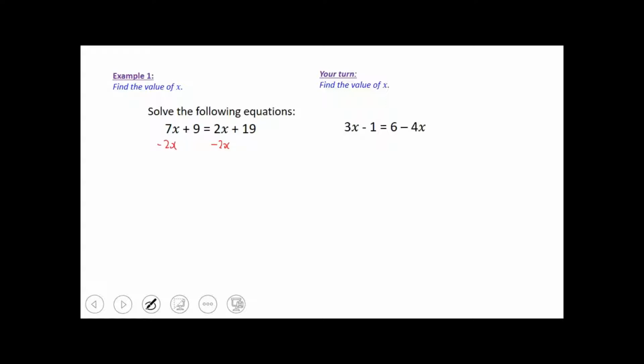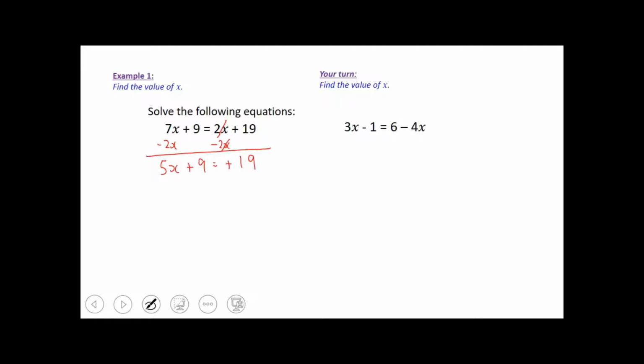So our new line should look something like 7x take away 2x, which is 5x. You've got add 9, you continue with that. And then you've got 2x minus 2x, that cancels out up here, and you've got the positive 19. You don't need to put positive 19, but we'll just write it down. Now the new line looks like 5x plus 9 equals 19.